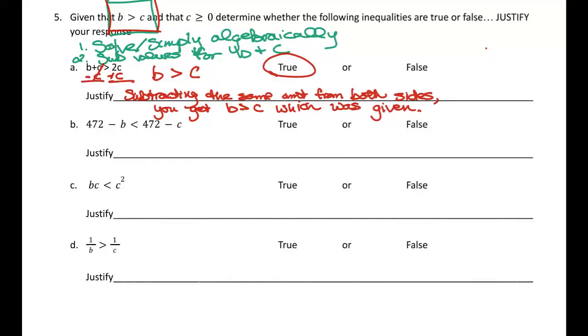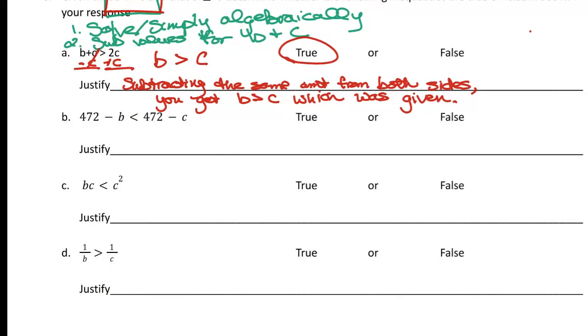The next one, I have 472 minus B is less than 472 minus C. So here again, I see the same amount on both sides. What could I do to get rid of that same amount? Again, I'm doing this algebraically. Yeah, subtract. So subtract 472, subtract 472. And you get the opposite of B is less than the opposite of C. Okay, but we don't know that yet. What else could I do to these to get them to be comparing B and C?